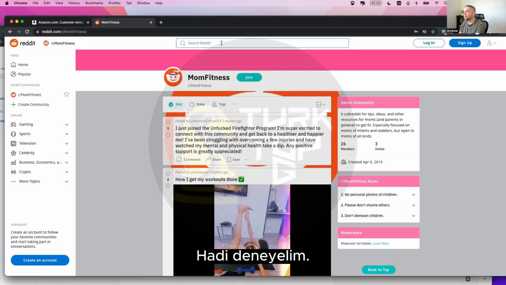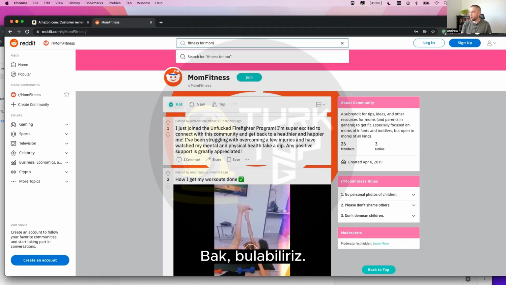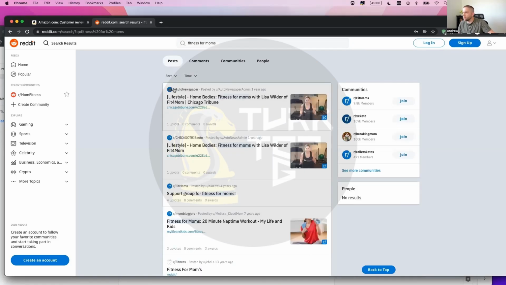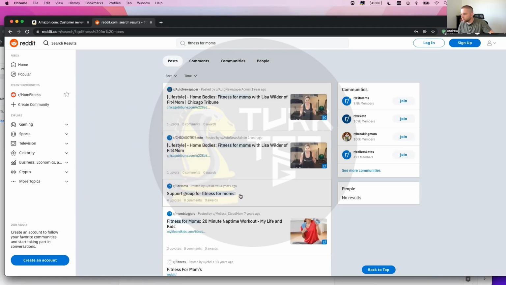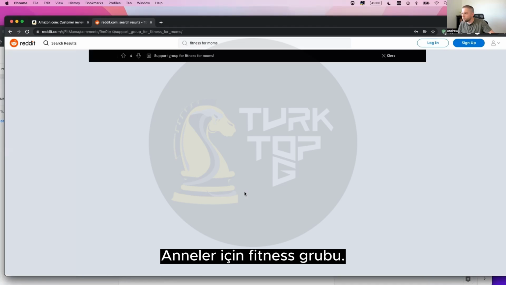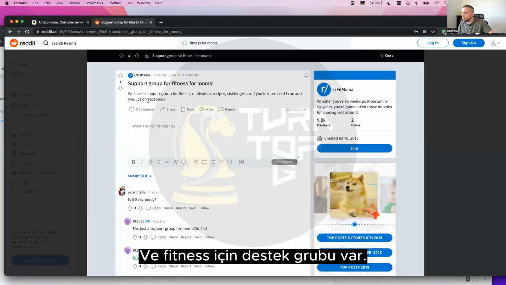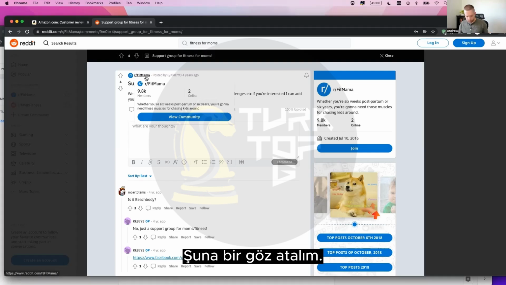Let's try fitness for moms. Let's see what we can find. Auto newspaper, Fit Mama, support group for fitness for moms. That might be a good search term for Google in a second. Is there support group for fitness? This is Our Fit Mama. Oh, that's got a lot more people in it. Let's take a look at that one.